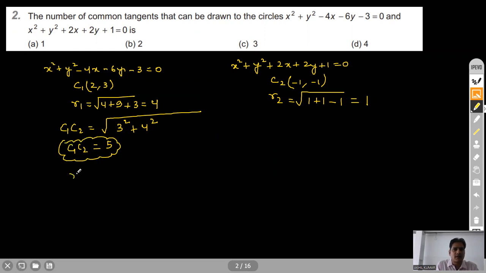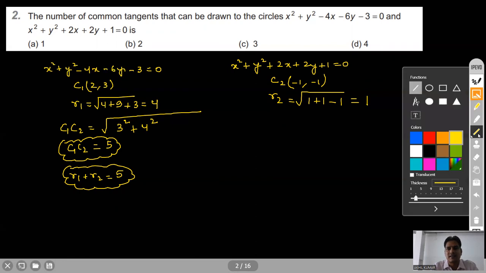And our R1 plus R2, if you see, is also 5, that is 4 plus 1. So what does it mean? It means that both the circles touch each other externally, right? Only then this condition will be satisfied. So if the circles touch each other externally, then how many tangents can we draw?